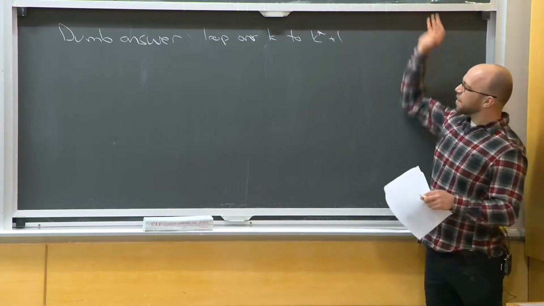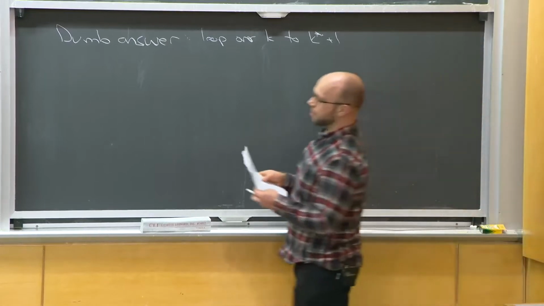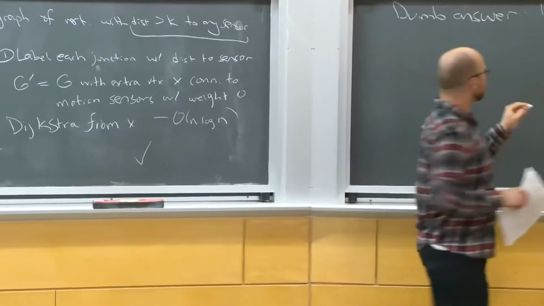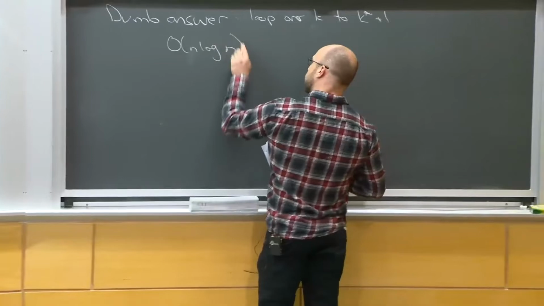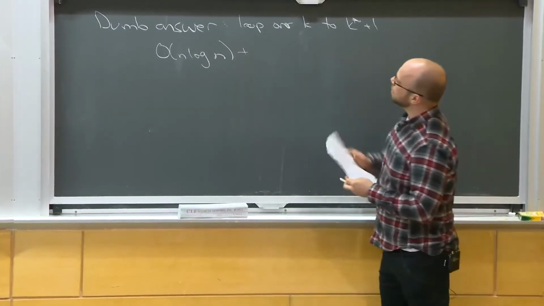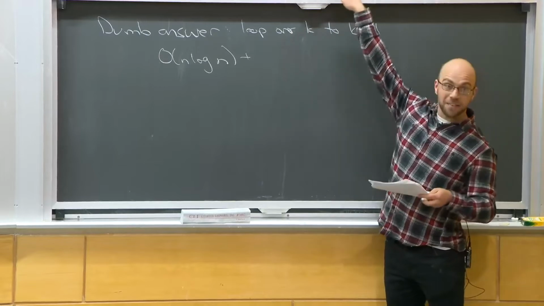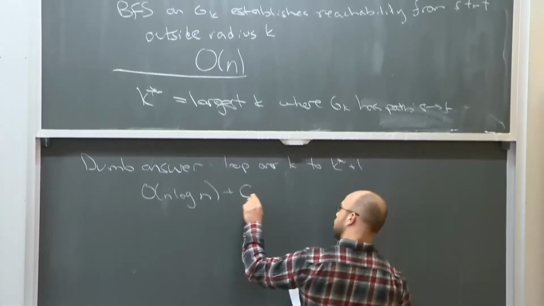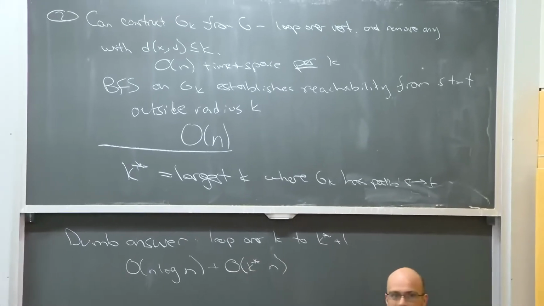But in any event, if I did that, how much time will it take? Well, remember, for one thing, I have n log n from Dijkstra's algorithm. I don't get around that, so I always have to account for that. But now, every time I try a new k, I incur cost n, right? That's what we argued up here. And so at the end of the day, this algorithm takes order k star n time.